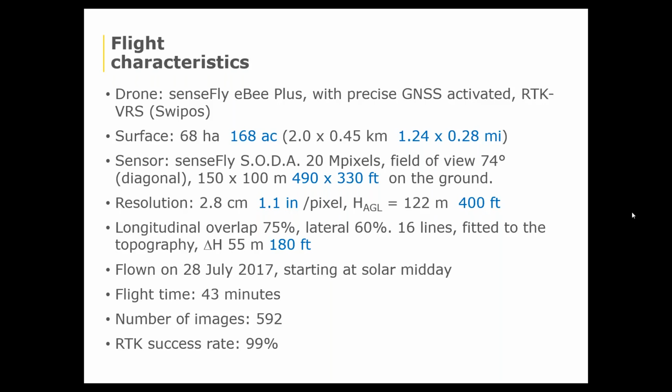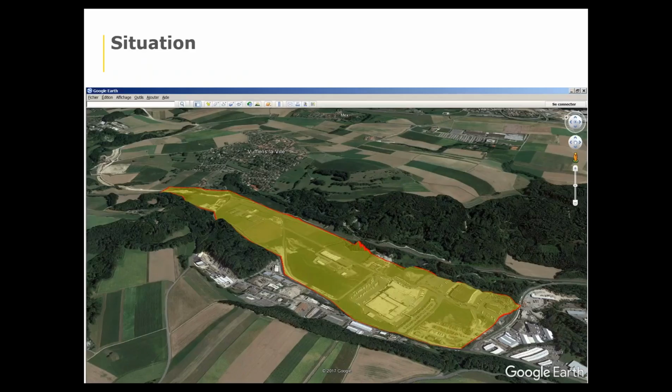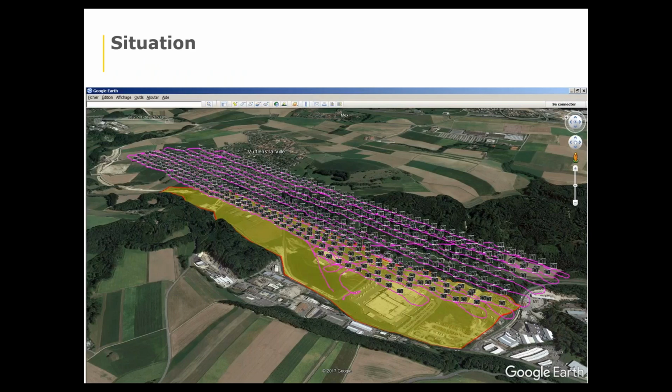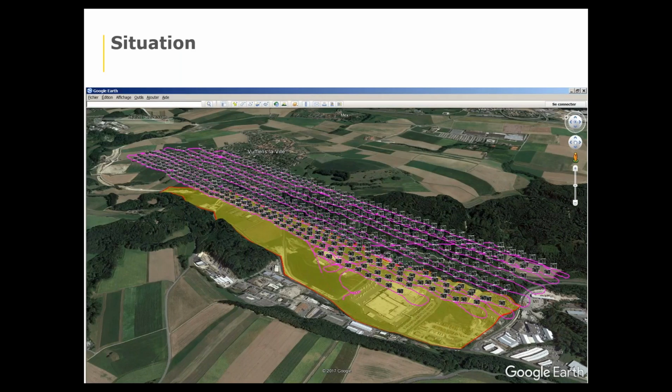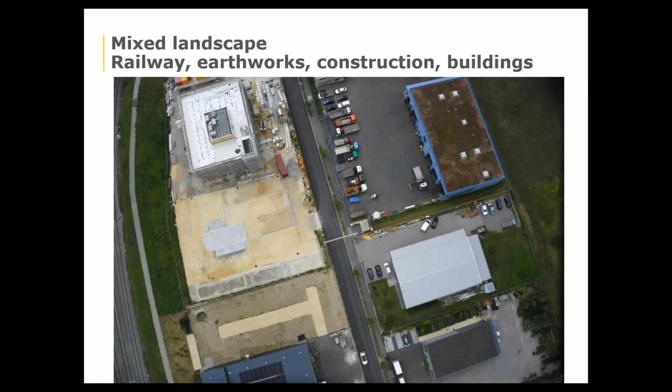All right, let's see very quickly if I can move. Try to, yes. Let's see the situation. So you have the area here, this 2 kilometers in length, 500 meters in width, and we can see the 600 images, and you can see the trajectory, so the drone taking off from the middle of the field, doing the 16 lines autonomously, coming back and landing, and this is it after 43 minutes.